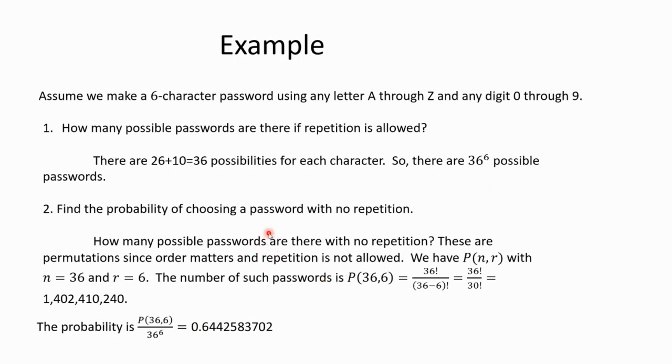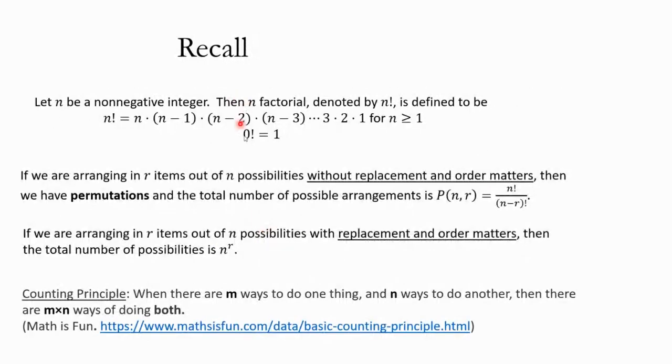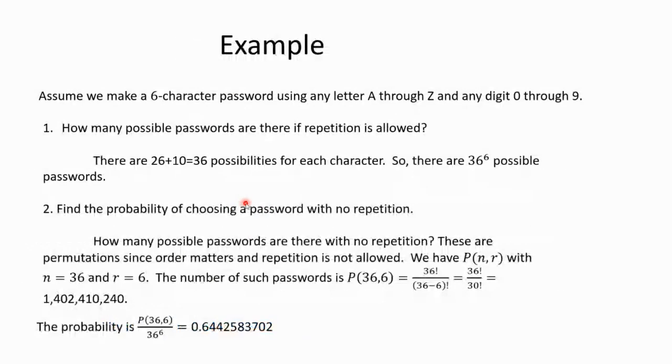Now, we're going to find the probability of choosing a password with no repetition. So order does matter, but now we're not allowing repetition. That tells us we're looking at permutations, because we want to know the probability of choosing a password that is a permutation.